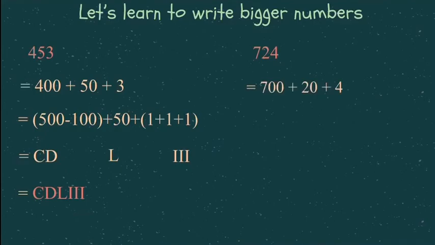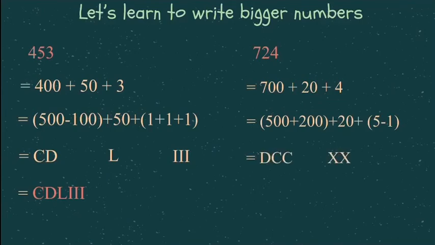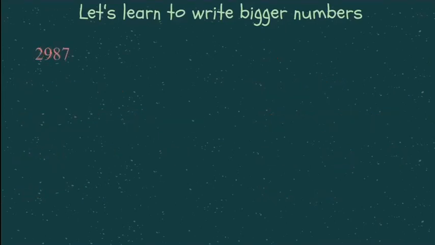It is 700 plus 20 plus 4. So to represent 724, we have DCCXXIV. Let us see some other examples.